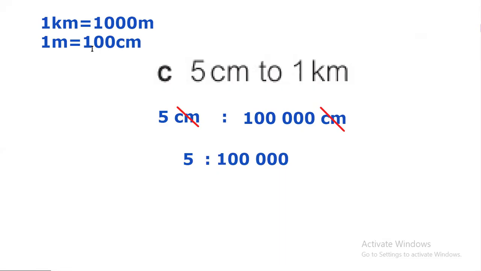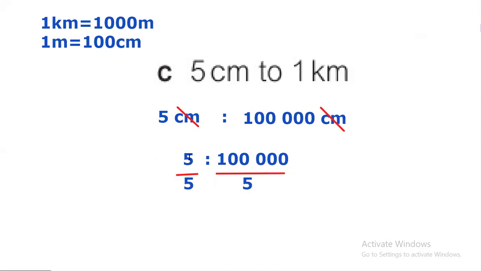It means I have to make it 1 to n. How do I make it 1 to n? By making the first number 1. How do we do this? By dividing the number by itself. So because I divided the first number by itself, which is 5, I'm going to do the same for the second number. I'm going to divide it by 5.